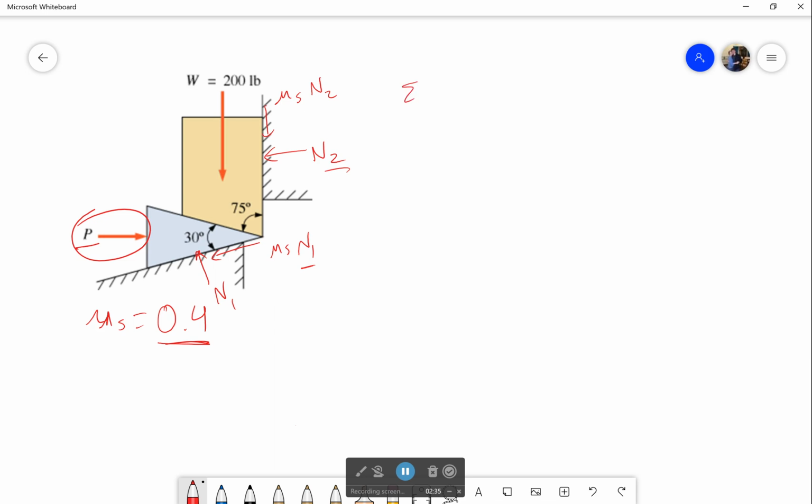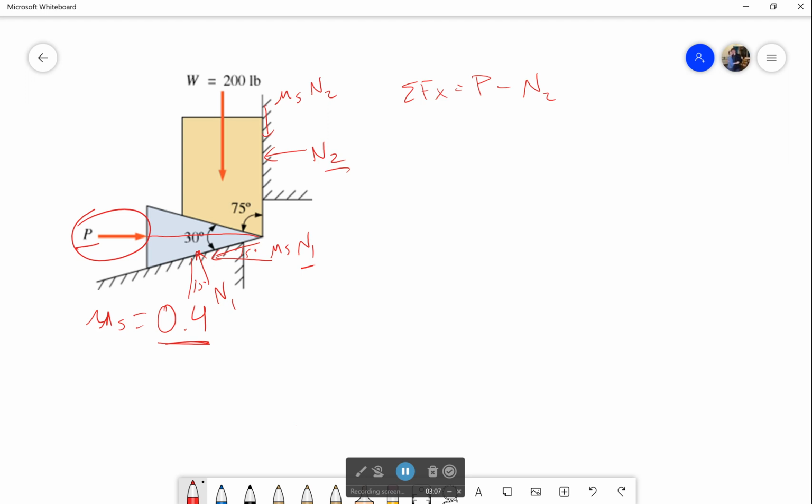So we're going to have the sum of the forces in the x equal to P. And what's going to be pushing back on it? Well, minus N2. And then both N1 and my frictional force are going to have a component that pushes against it. I need to be very careful here because this is a 30-degree wedge, but it's only 15 degrees from the horizontal. So that would be 15 degrees here, and that would be 15 degrees right there.